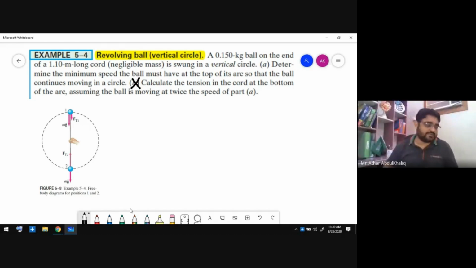Negligible mass means its mass can be neglected. It's zero. Mass of the cord is zero. Mass of the ball is given. So first given is what?